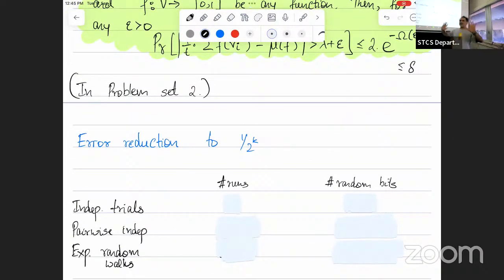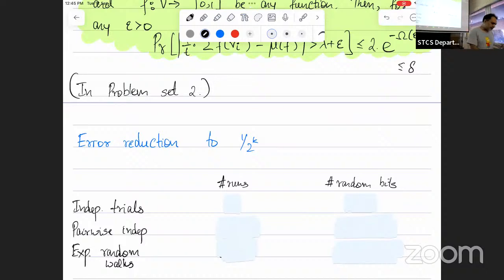So let's just ask the following. Someone gave you some randomized algorithm. It had some error, maybe the error is 1/3. You're not satisfied with an error of 1/3. You want the error to be like 1 over 2 to the k, of your choice of k. So let's compare what we would get had we done independent tries versus pairwise independent tries versus expander tries.